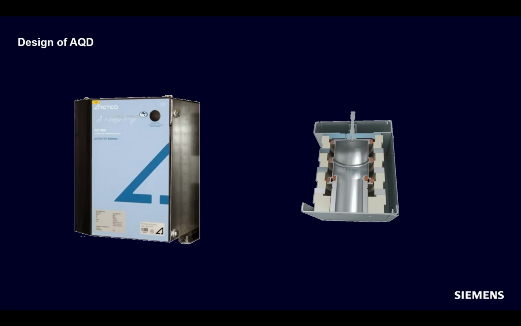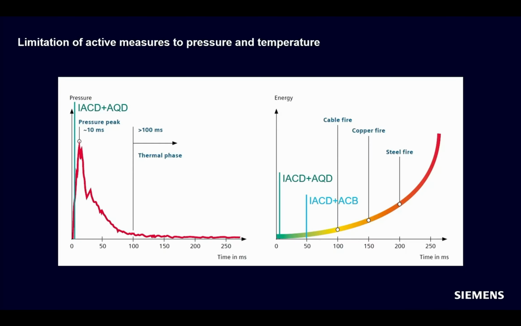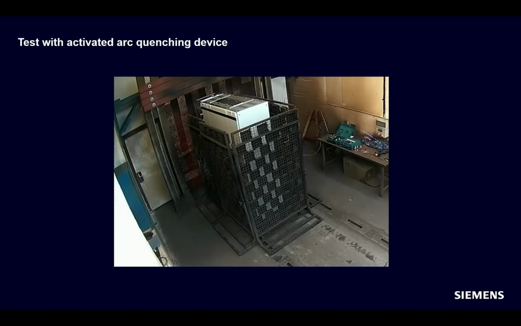How quickly does the system respond? The total triggering time from the ignition of the arc fault to its extinguishing is usually significantly less than 5 milliseconds. If we remember the pressure curve, we prevent the pressure wave from becoming so strong in the first place and causing any major damage. In this video, you can see a test with the quenching device activated. The impact on the switchboard is now significantly reduced.